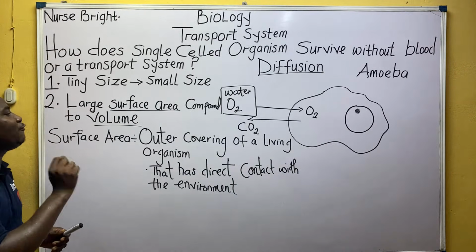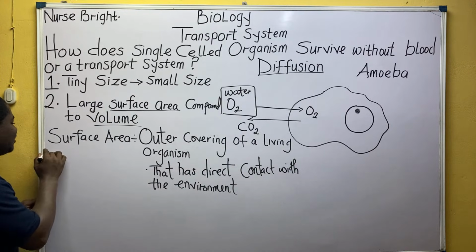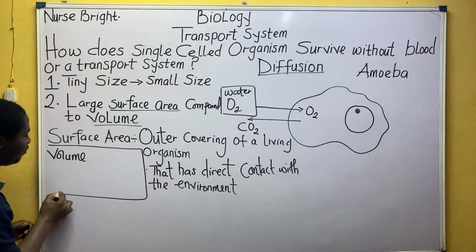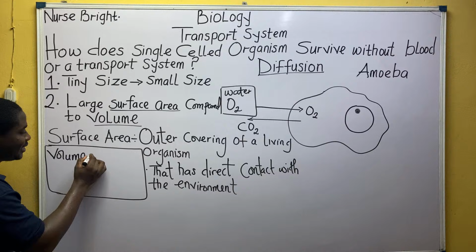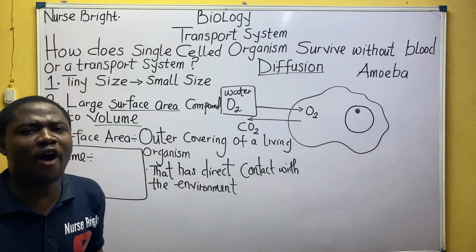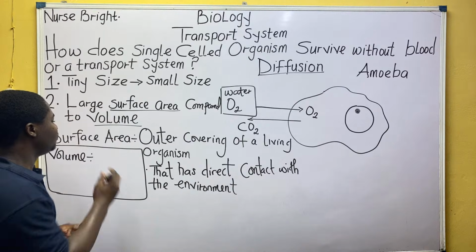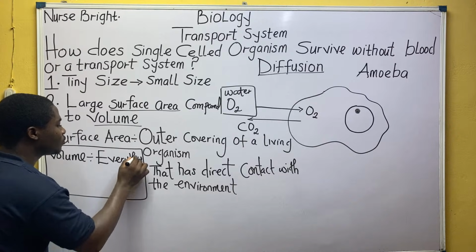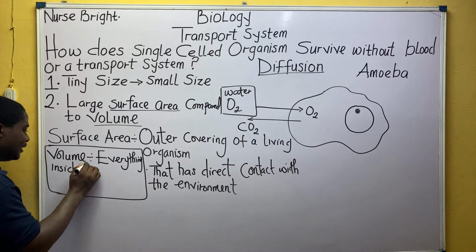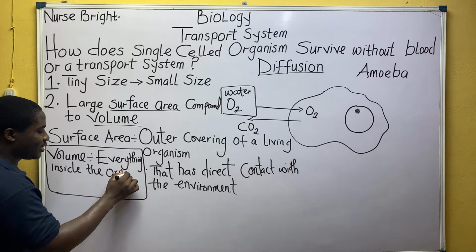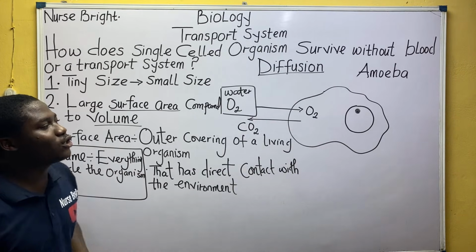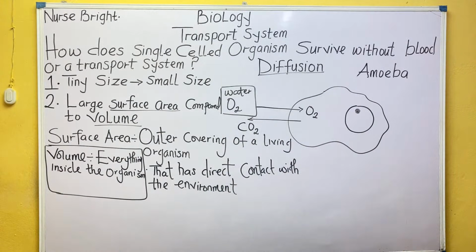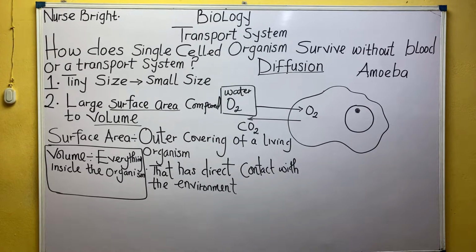So all these are for surface area. So let's get into volume. What is volume by definition, everybody? Volume relating to a cell. The volume of a cell is everything inside the organism. Do you understand what I just said? The volume has to do with everything inside. That's your volume. But the outer covering is basically what we call the surface area.